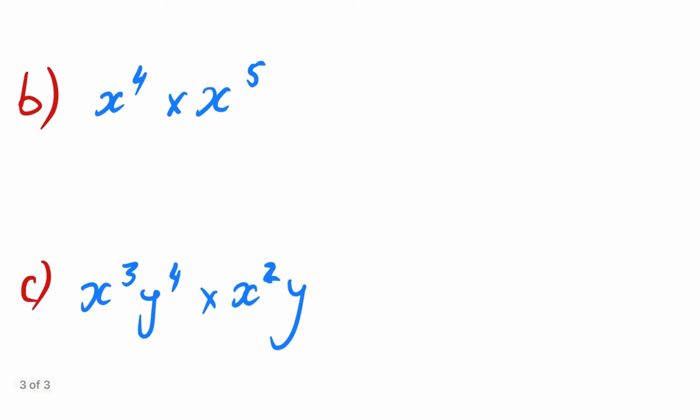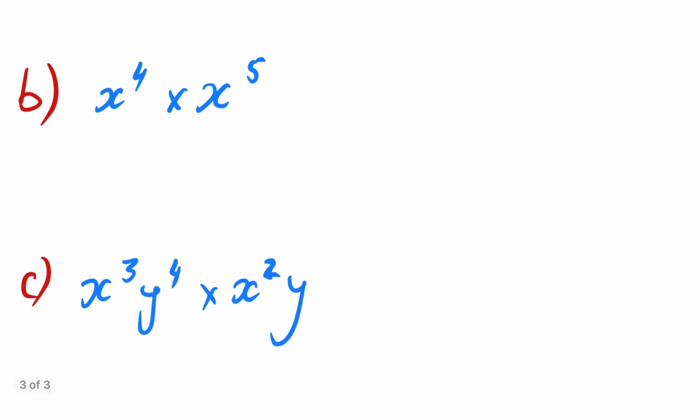So if we go to our next one, we've got x to the power of 4 times x to the power of 5. Keep that x, that is our base. All right, and we add the 4 and the 5. So we get x to the power of 9.